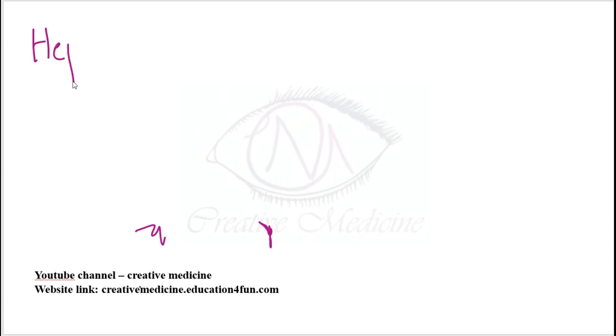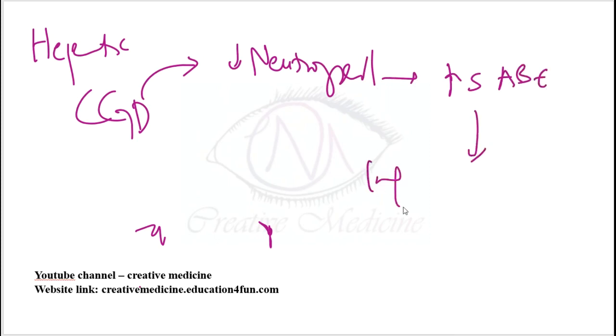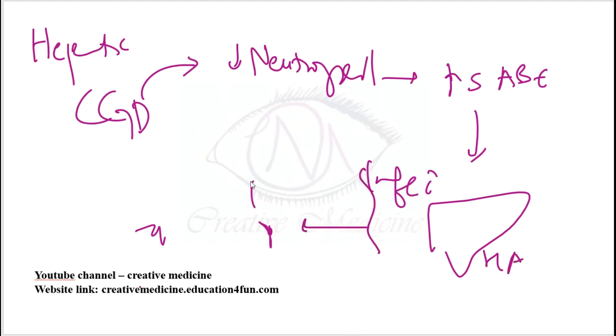Then we have the hepatic artery. Children suffering from chronic granulomatous disease will have decreased neutrophil function. This decreased neutrophil function causes increased subacute bacterial endocarditis, and thus the infection reaches the liver via the hepatic artery, leading to the formation of pyogenic liver abscess.